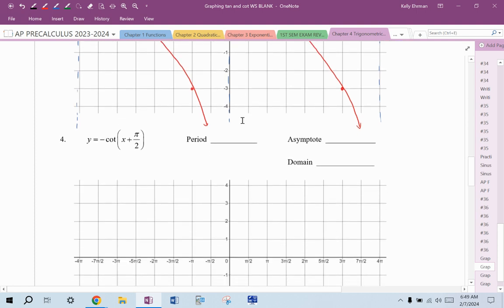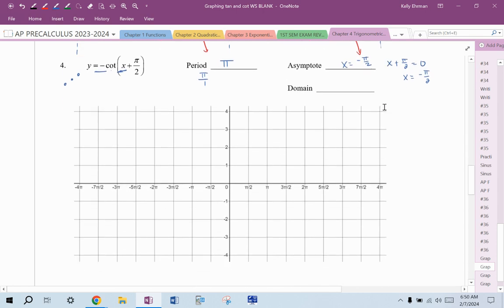All right, a negative cotangent graph. So negative cotangent looks like tangent because it's a reflection of the original cotangent graph. The period here is just pi because it's pi divided by 1. And if we set x plus pi over 2 equal to 0, because this is a cotangent graph, then we get an asymptote at negative pi over 2.